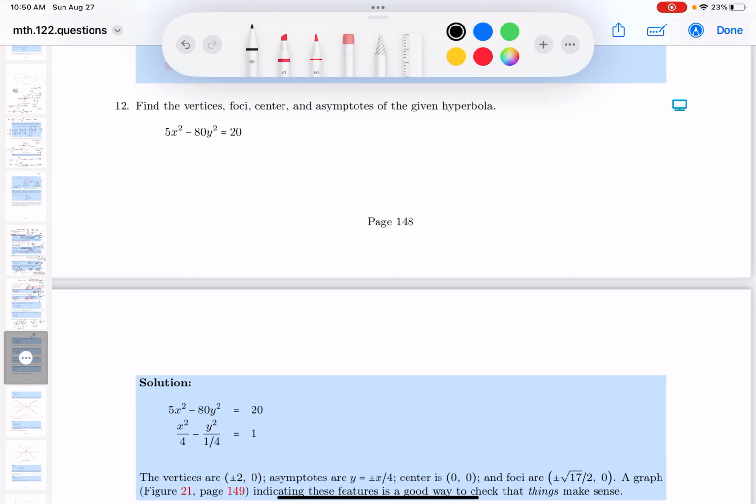Okay, so we're given a problem here. It's a hyperbola, and they're asking for the foci, center, and asymptotes of it. Let's go through it. Looks like a relatively simple question. I would divide both sides by 20.